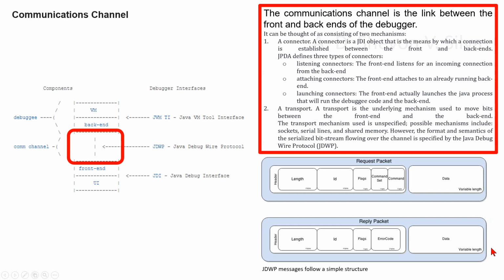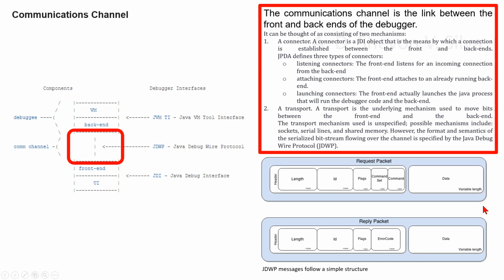Command packets may be sent by either the debugger or the target VM. They are used by the debugger to request information from the target VM or to control program execution. Command packets are sent by the target VM to notify the debugger of some event in the target VM, such as a breakpoint or exception.